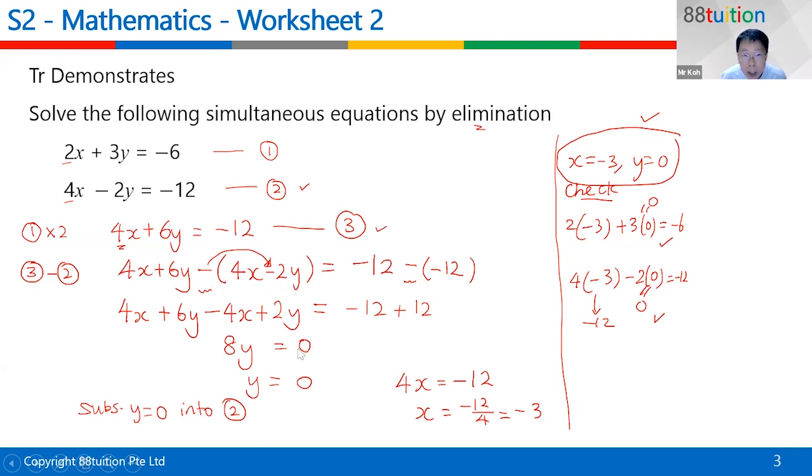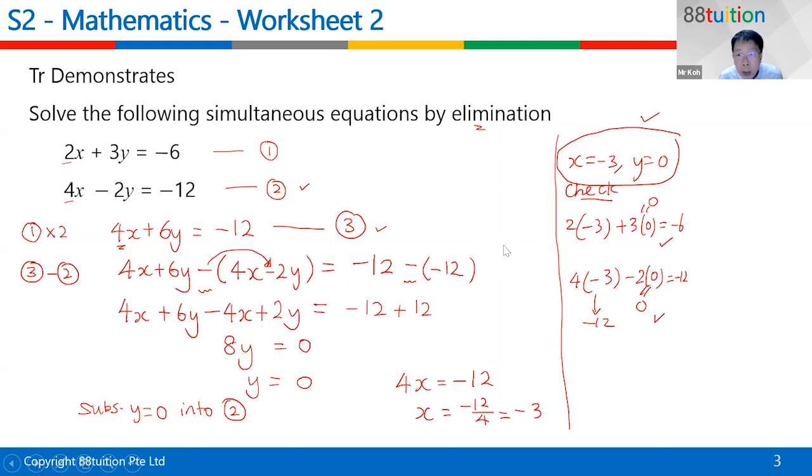Okay, so after I expand, I find that y equals 0. Then I'll need to substitute back y into equation 2. So from equation 2, 4x equal to minus 12, x equal to minus 3. Okay, so I also encourage you to check. All right, so this is all about elimination.